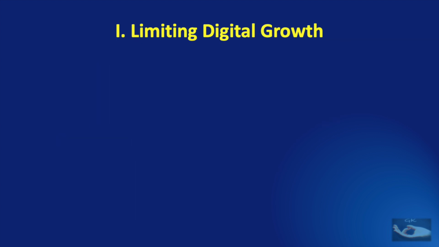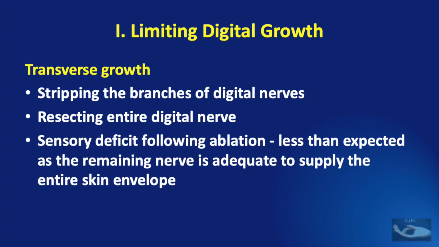When we talk about procedures for limiting the digital growth, we need to talk about procedures that limit the transverse growth and the longitudinal growth. The main described procedure for limiting the transverse digital growth is stripping the branches of the digital nerves, sometimes even resecting the entire digital nerve. We are always worried about a sensory deficit following the ablation, but it has been proved that it is less than expected because the remaining nerve is adequate to supply the entire skin envelope.